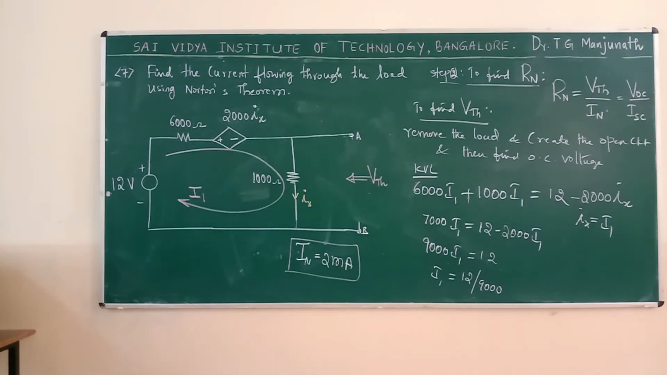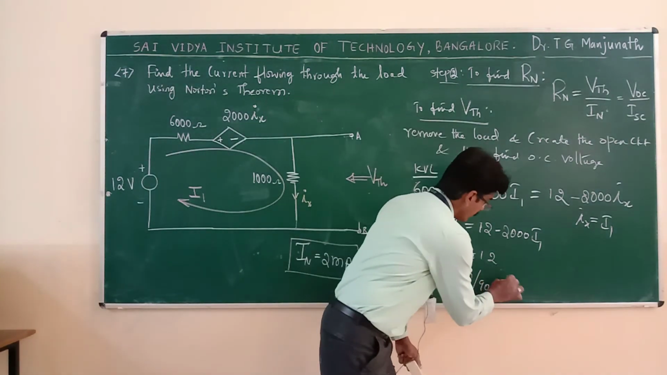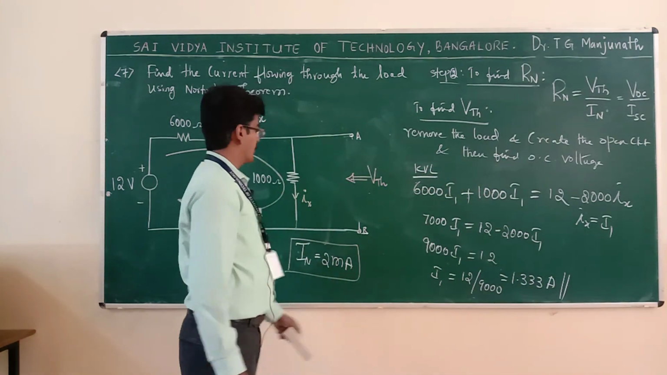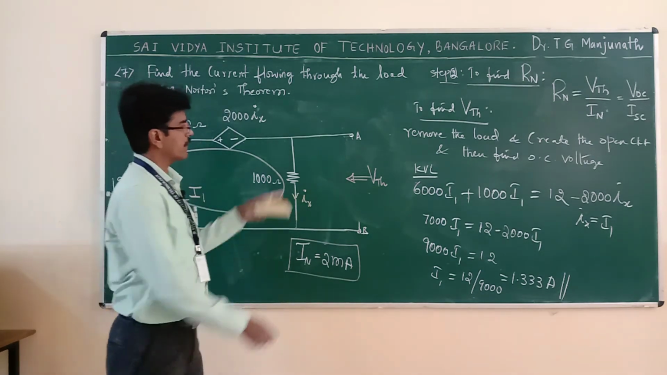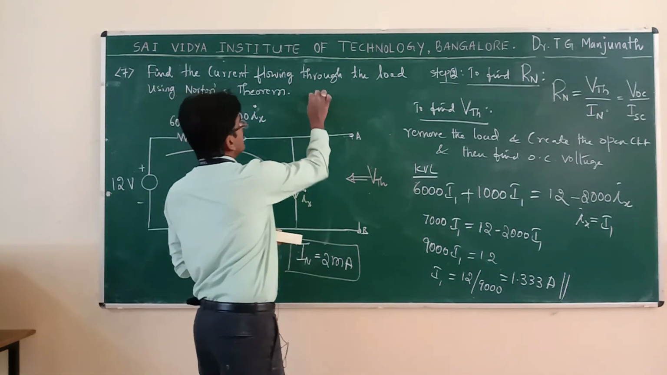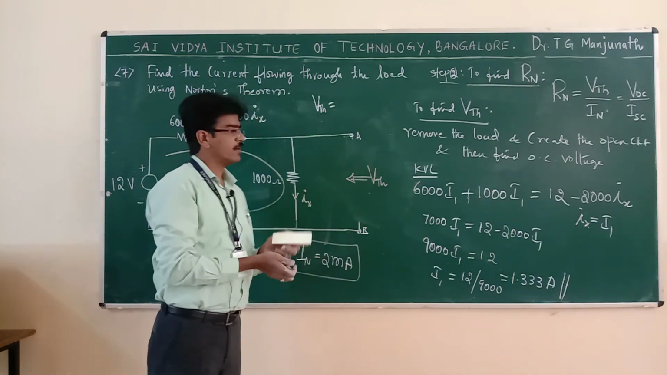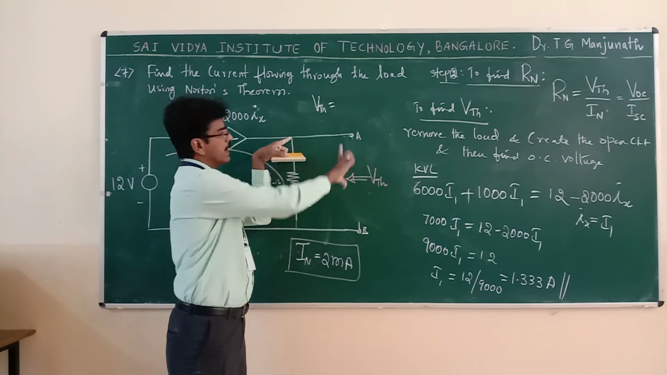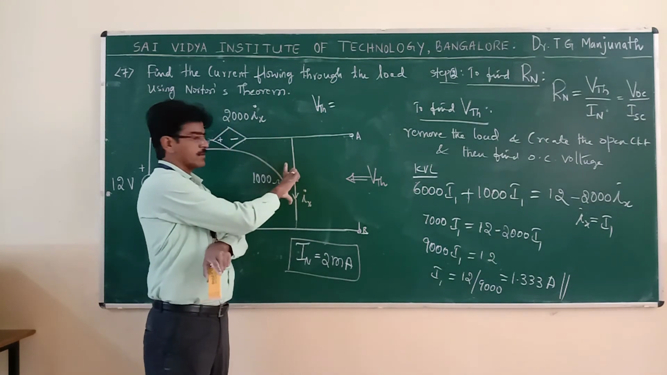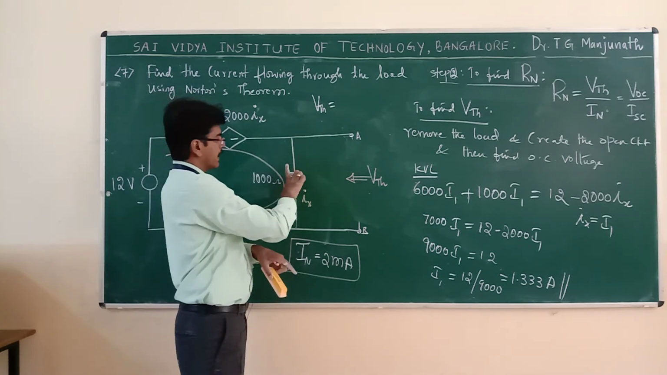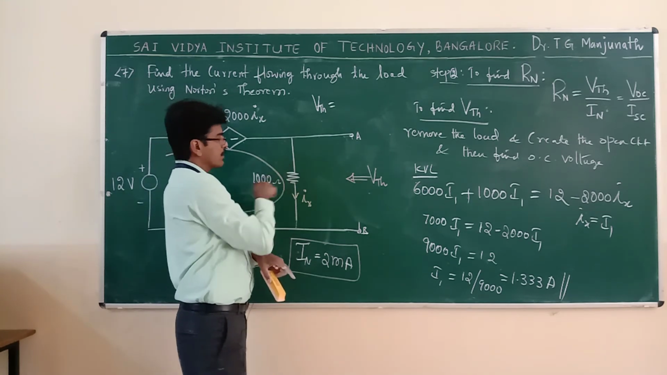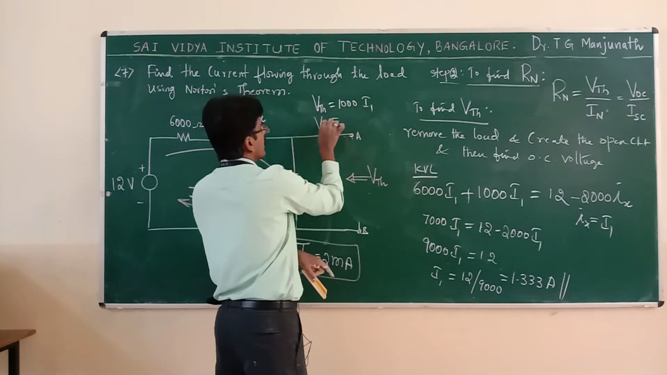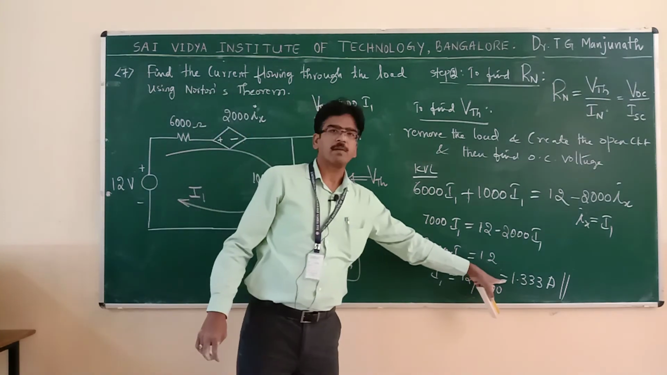So, I1 is equal to 1.333 milliampere. That is what I1. Now, what is my intention? My intention is to find V Thevenin. So, what is V Thevenin? It is equal to the voltage between A and B. Voltage between A and B is the same as the voltage across 1000 ohms. Correct? Therefore, I can write this voltage is equal to 1000 into I1. That is what V Thevenin.